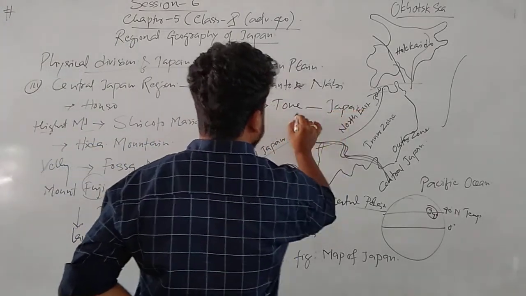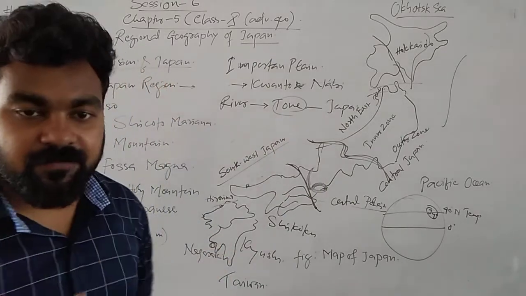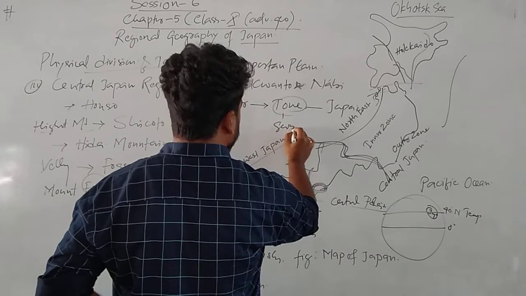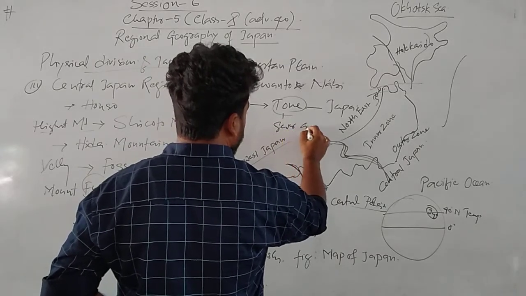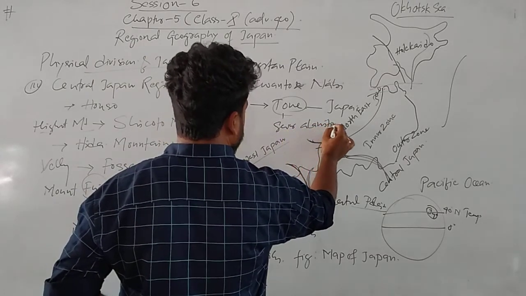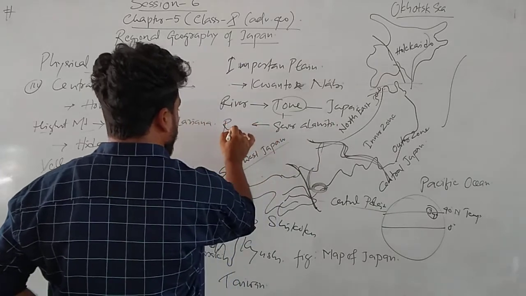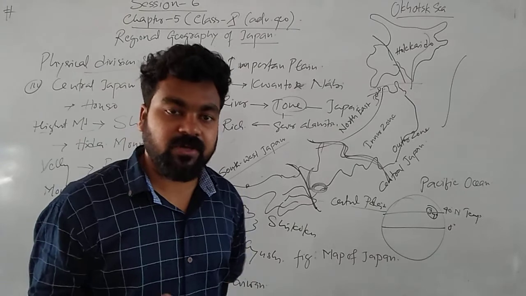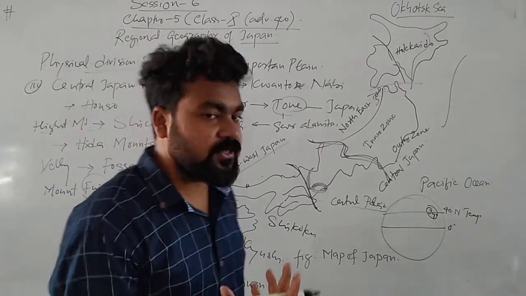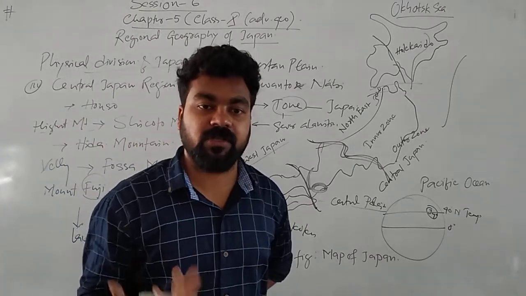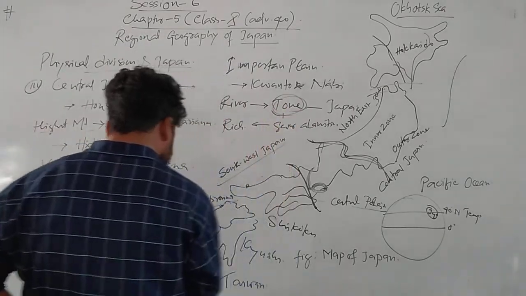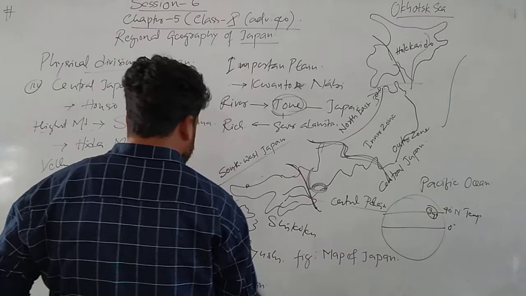Because when this River Tone brings the flood and overflows, then what happens? It brings severe calamities for the Japanese. But this region is actually rich in rice cultivation, rice, wheat, barley, maize, bajra. This region is very famous, like the Hwang Ho region and the Yangtze Kiang region in China. Tone River is the most important river in Japan.